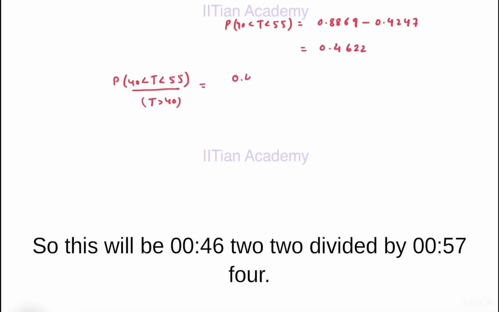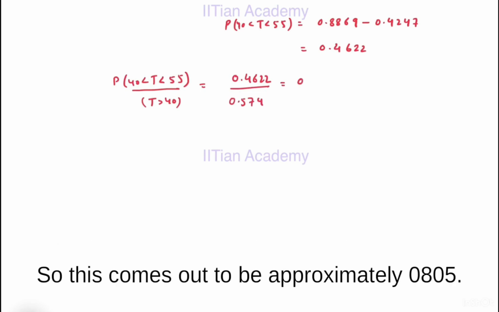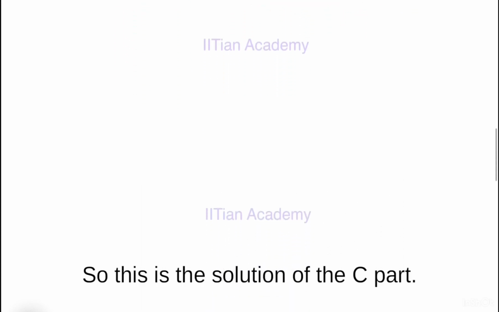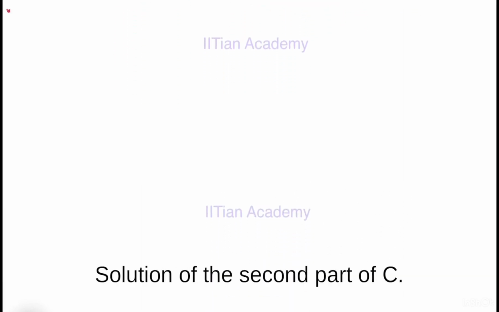So this will be 0.4622 divided by 0.574. So this comes out to be approximately 0.805. So this is the solution of the C part. The solution of the second part of C.